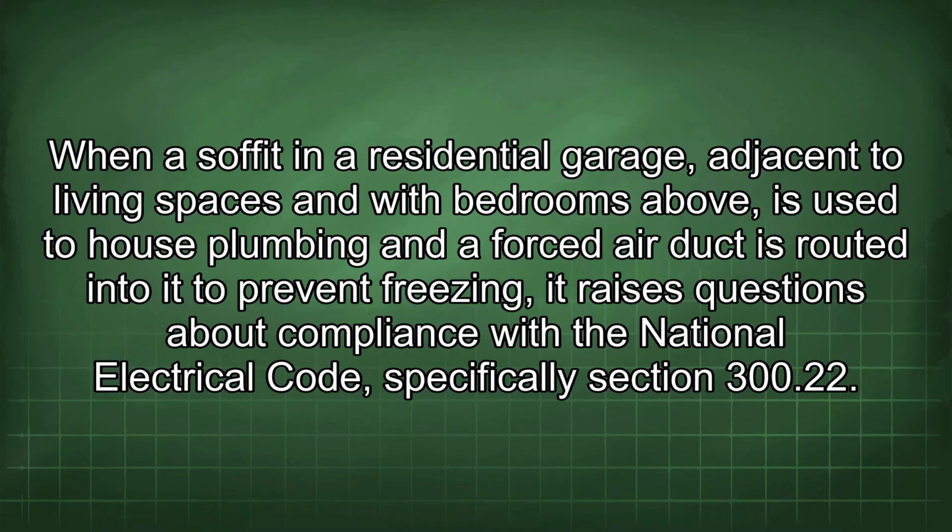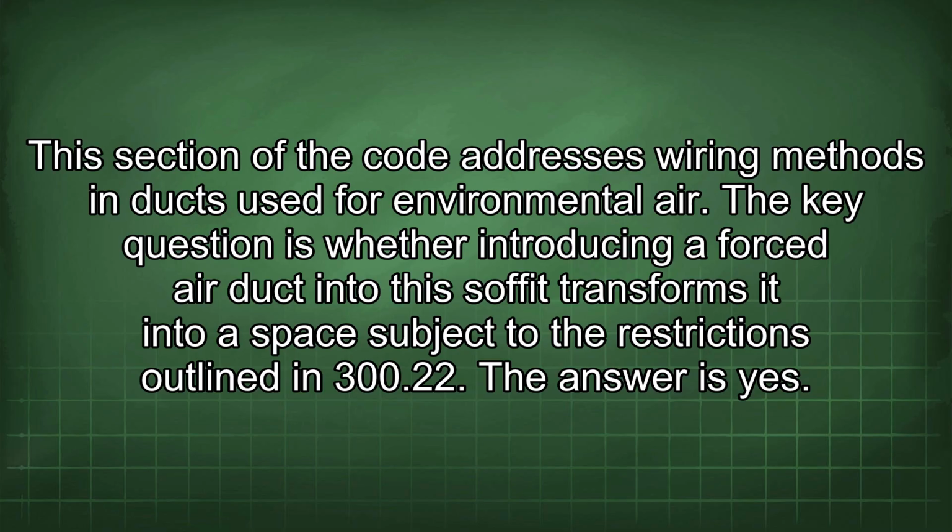When a soffit in a residential garage adjacent to living spaces and with bedrooms above is used to house plumbing and a forced air duct is routed into it to prevent freezing, it raises questions about compliance with the National Electrical Code, specifically Section 300.22. This section of the code addresses wiring methods in ducts used for environmental air. The key question is whether introducing a forced air duct into the soffit transforms it into a space subject to the restrictions outlined in 300.22.